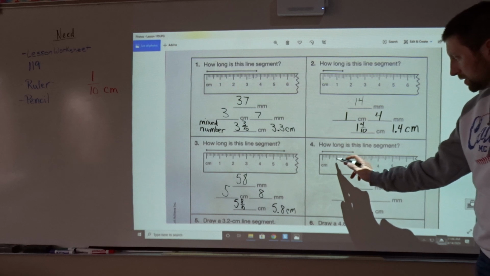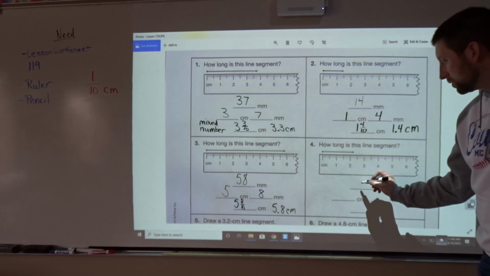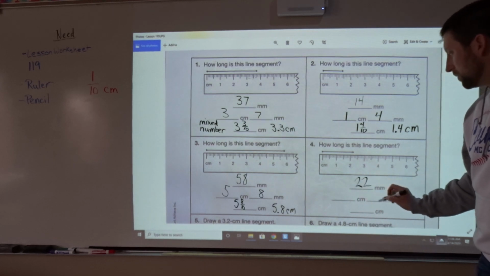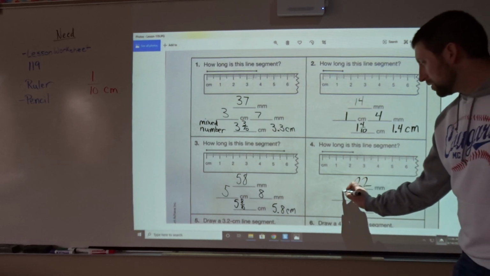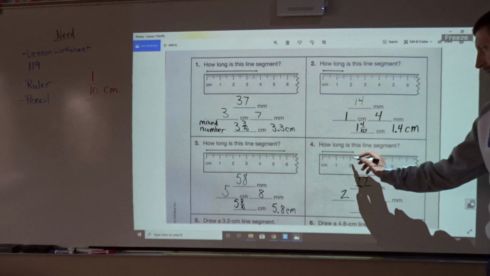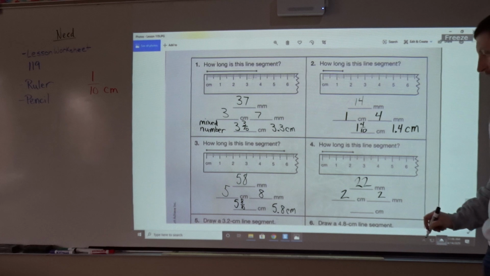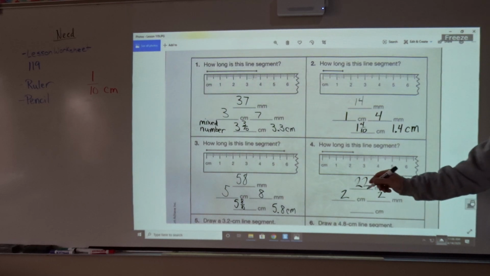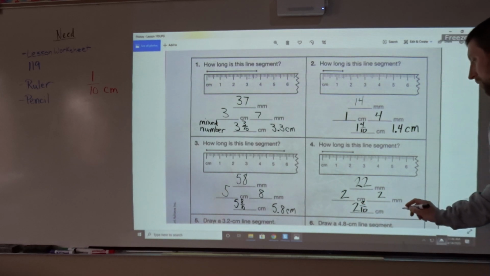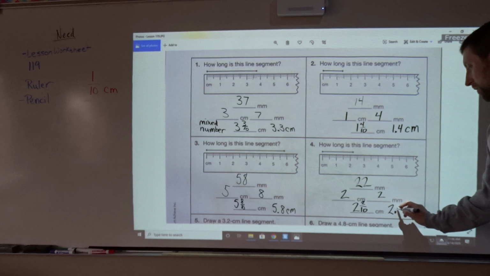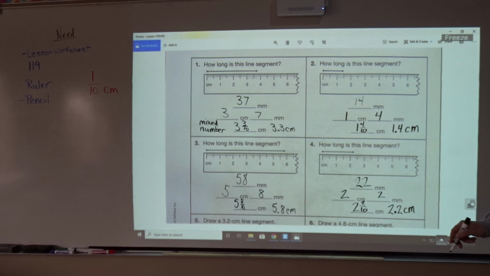Looking here. 10, 20, and then let's count by ones now, so 21, 22, 22 millimeters. This would be 2 full centimeters and 1, 2 millimeters, so 2 centimeters and 2 millimeters. And another way to write this would be 2 and 2 tenths, or 2 decimal point 2 centimeters. 2 2/10.